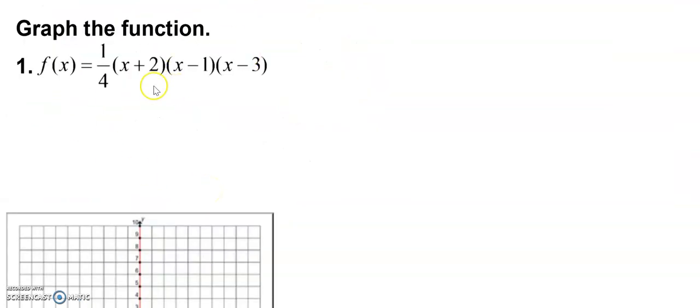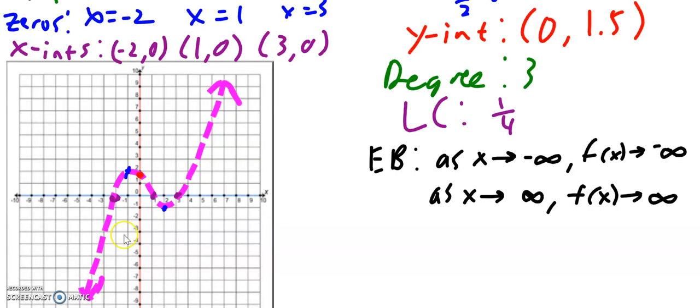Okay, I want you to try and do this one. Graph the function. Identify the key features like we did on the previous problem as well. Pause the video. Try it on your own. All right, so here's what my graph looks like. Again, identifying the key features.